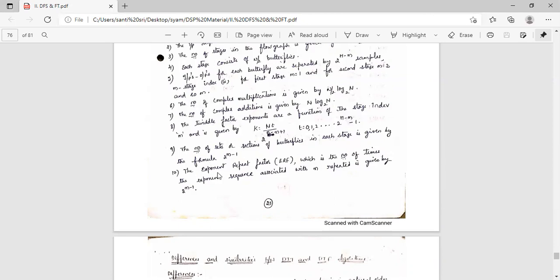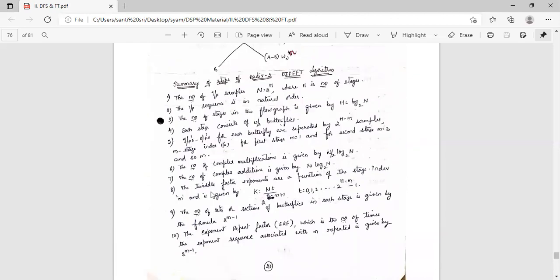Then the last point is the exponent repeat factor, called ERF, which is the number of times the exponent sequence associated with the twiddle factor is repeated, given by 2 power M minus m. These are the summary of steps of the radix-2 DIF FFT algorithm.